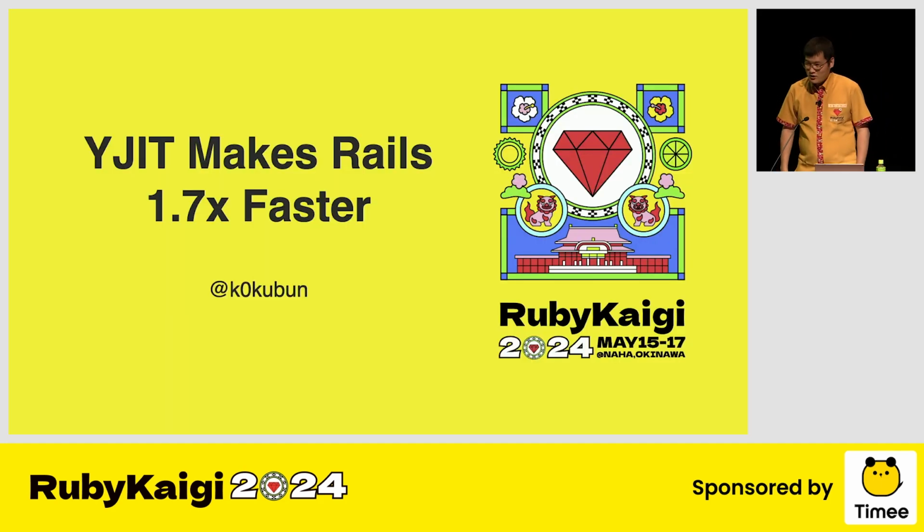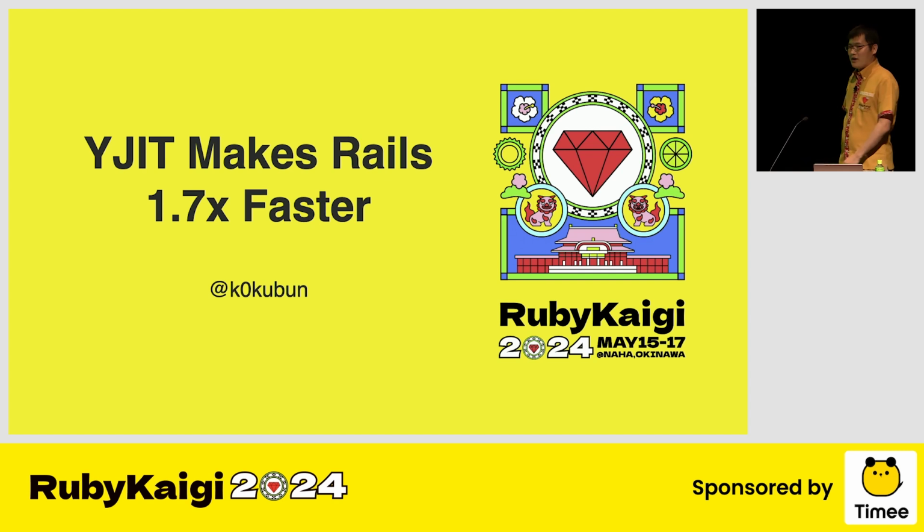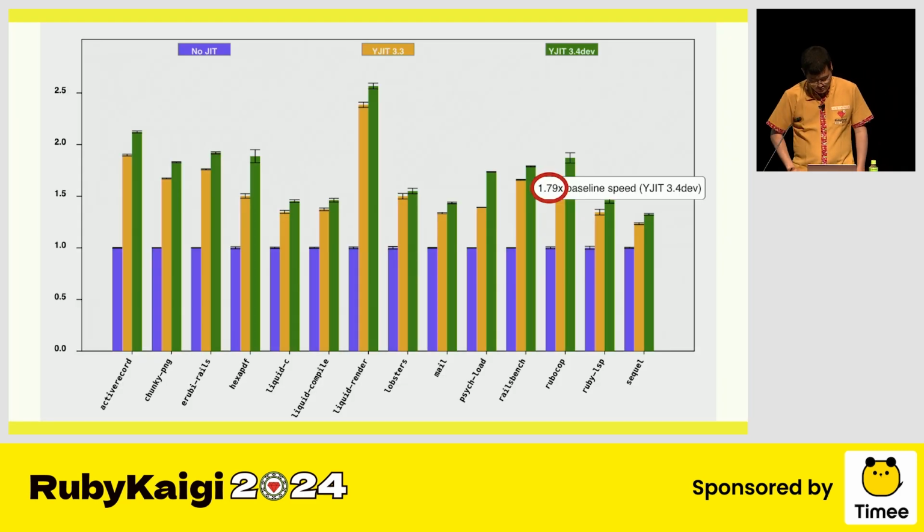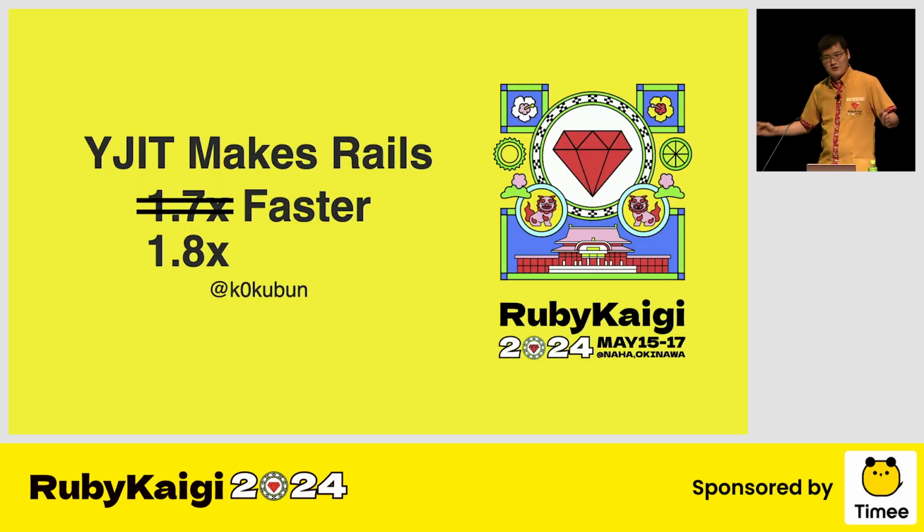Today, I'm going to talk about this prediction called "YJIT makes Rails 1.7 times faster." And I need to apologize. This was a lie. As of this morning, it's like 1.8 times faster.